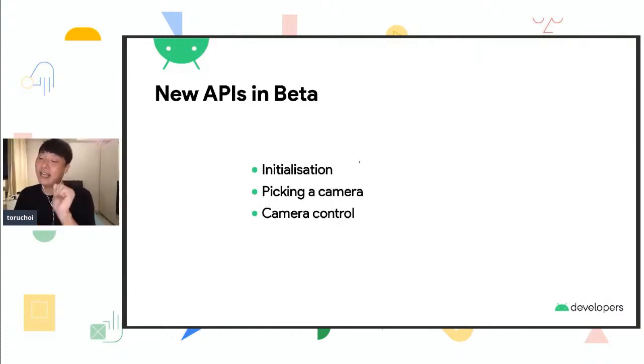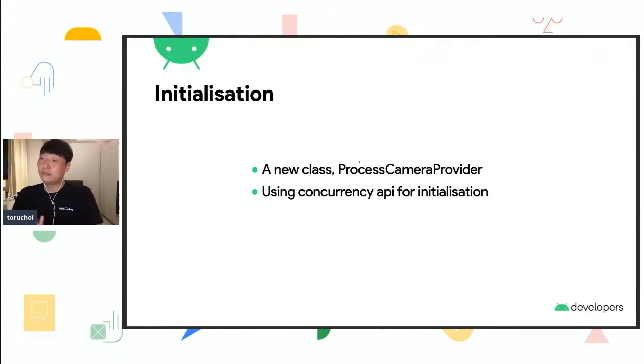Okay, I have three things to tell: initialization, pick your camera, and camera control. Before beta, we only needed to use one class, one method defined in CameraX. It is like a static function, but since beta, CameraX has started using a new class to initialize, based on concurrency API of Java, named Process Camera Provider.